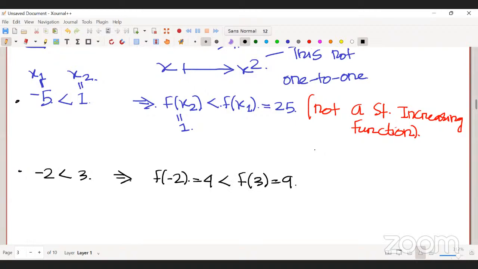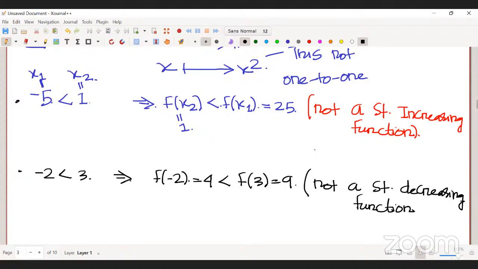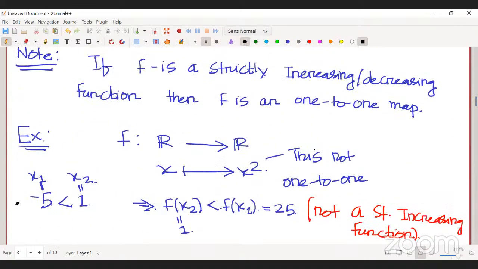So again, if you see, this f actually preserves the order. That means f of -2 is less than f of 3. Yes, sir. So it's not a strictly decreasing function. So that means this function is neither strictly increasing nor strictly decreasing.